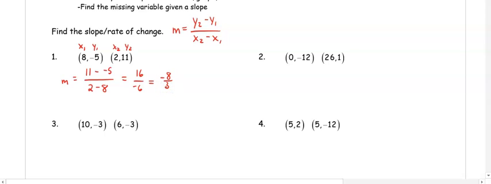In number 2, we have (0, -12) and (26, 1). So we have x1, y1, x2, y2. So our slope is 1 minus -12 over 26 minus 0. So that gets us 13 over 26, which reduces to 1/2.